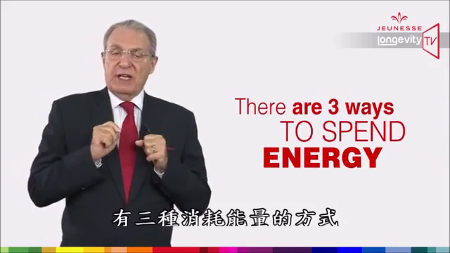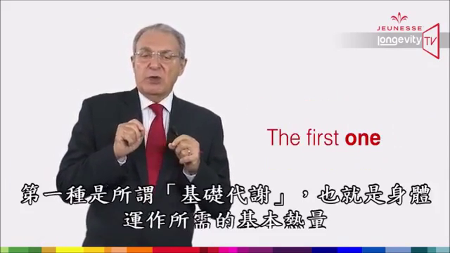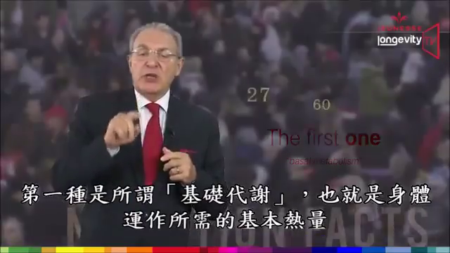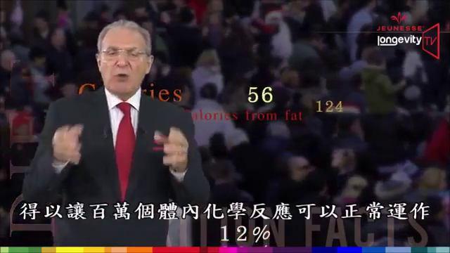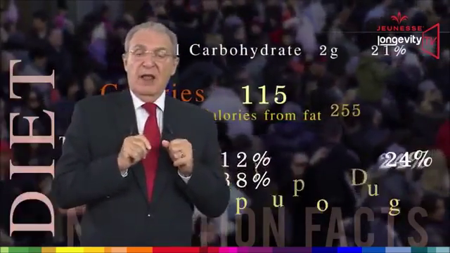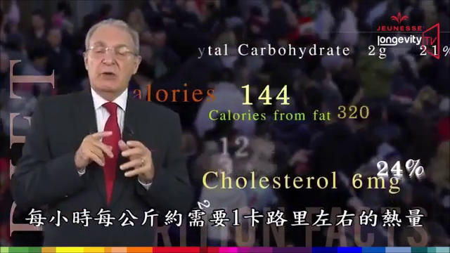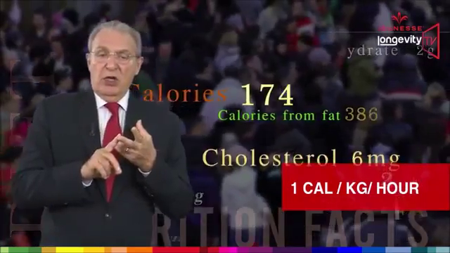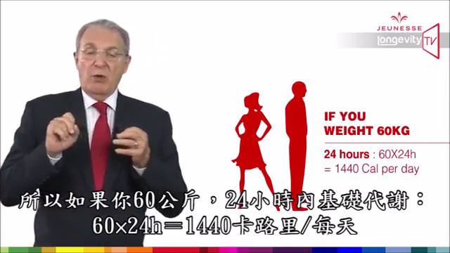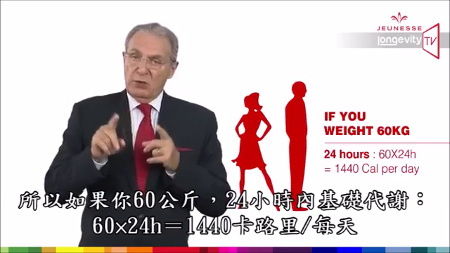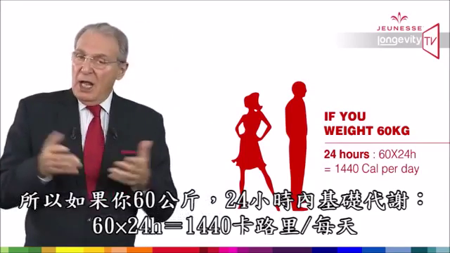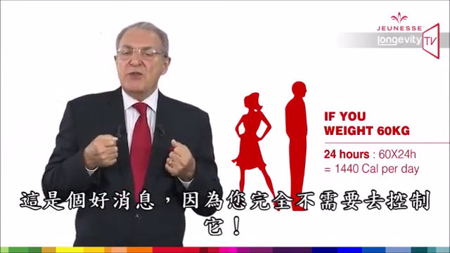There are 3 ways to spend energy. The first one is what we call basal metabolism, which is the necessary energy required to get our body working and all our millions of chemical reactions working properly. This requires approximately 1 calorie per kilo per hour. So if you weigh 60 kilos, you will spend in 24 hours 60 multiplied by 24 equals 1,440 calories per day. And this is good news because you have no control on that.